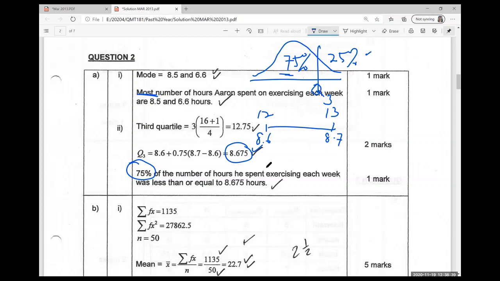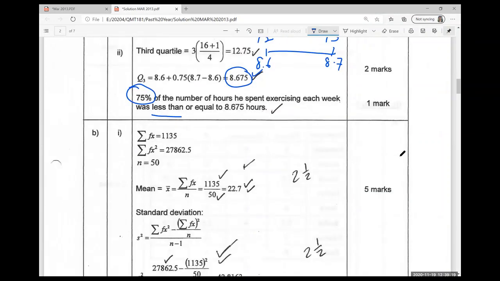So it says here 75% of the number of hours he spent exercising each week was less than 8.675. If you want to use the 25%, because 25% is on the right side, which is more than the Q3 value, you can just say 25% of the number of hours he spent exercising each week was more than or equal to 8.675 hours. So that is another way of interpreting. So you can use 75% or you can use 25%.